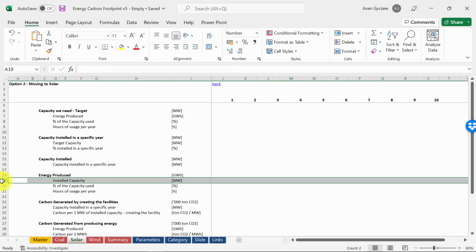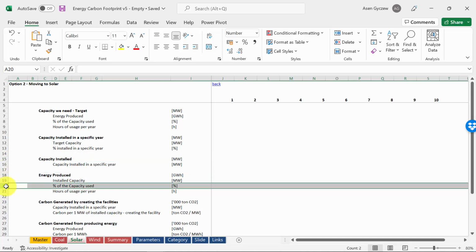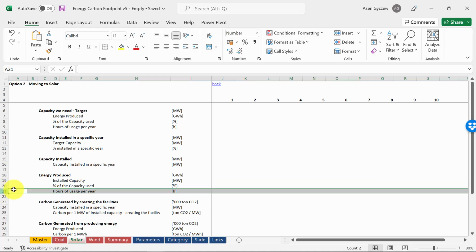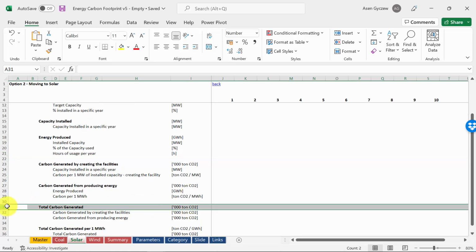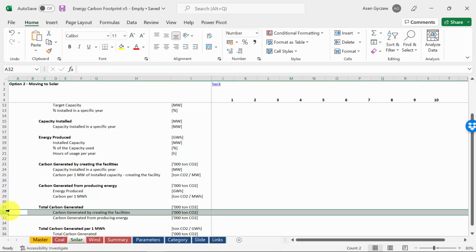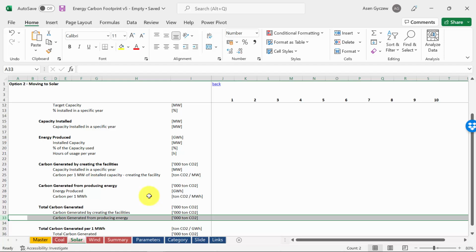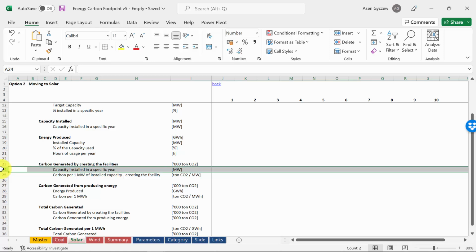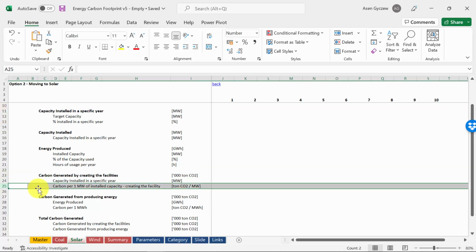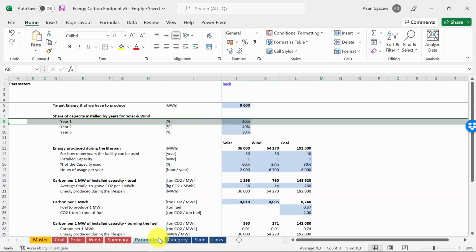It will depend on installed capacity from row 15, again, percentage of capacity used, and hours that we use specific power plant. Now, as we have mentioned, we will want to calculate the total carbon generated, and this will consist of two elements. So firstly, carbon generated when building the power plant, and carbon from producing energy. Carbon related to the fact that we have to build the facilities will depend on two things. So capacity installed in a specific year from row 11 and assumed carbon per 1 megawatt hour of installed capacity that you can find in the sheet parameters.